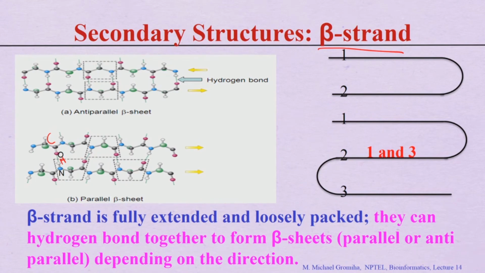So, here I give two different examples. In the first, the chain goes in two different directions. One chain is going right to left and the second one is from left to right. In this case we call this the antiparallel beta sheet. And in the second example, the chains run from left to right in the same direction. With the same direction, this is called a parallel beta sheet.